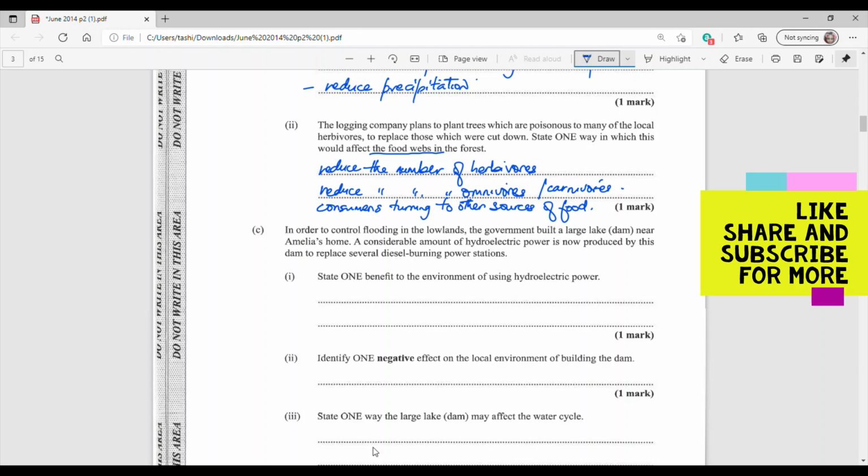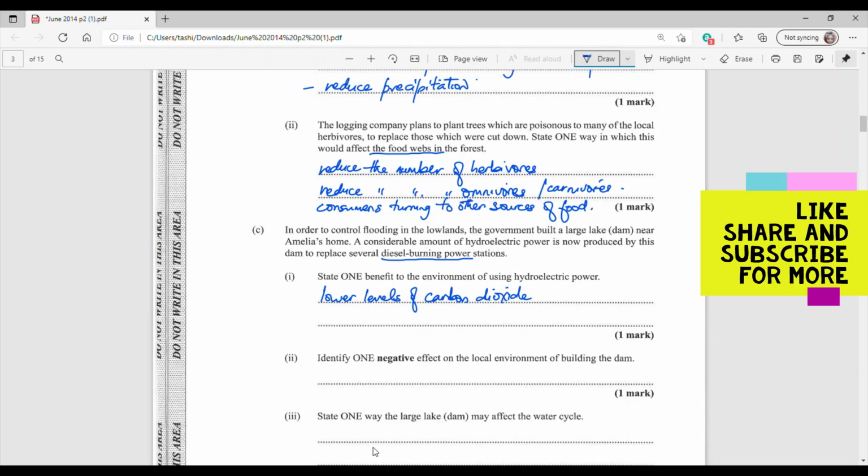All right, so we are seeing from the question here that what they had initially was diesel burning power stations. We know that these are very harmful for the environment because of the harmful gases that they let out. So one benefit to the environment would be lower levels of carbon dioxide in the atmosphere. And we know that lower levels of carbon dioxide in the atmosphere assist with the reduction of greenhouse gases, by extension, global warming, etc.